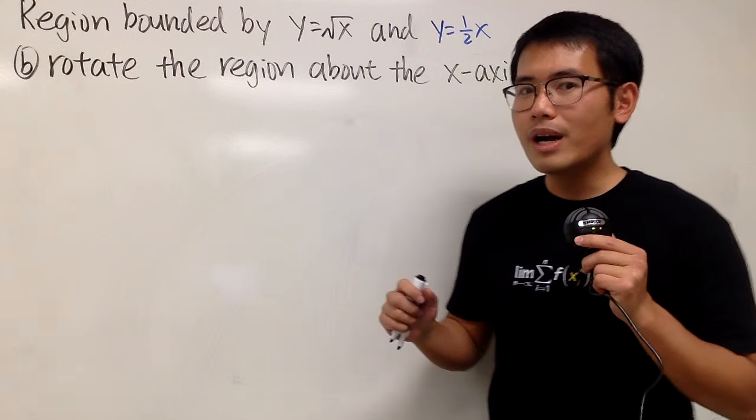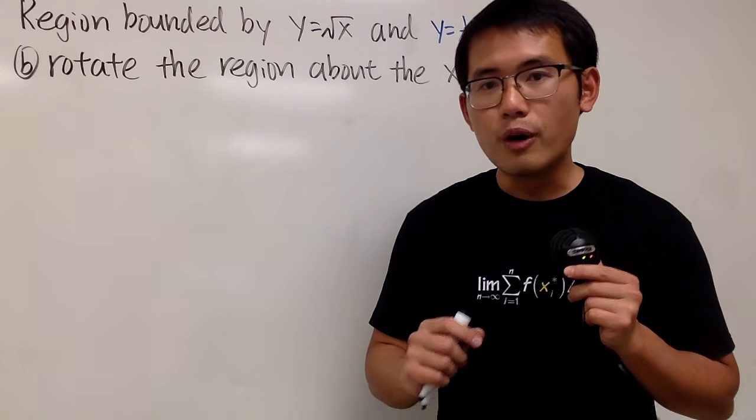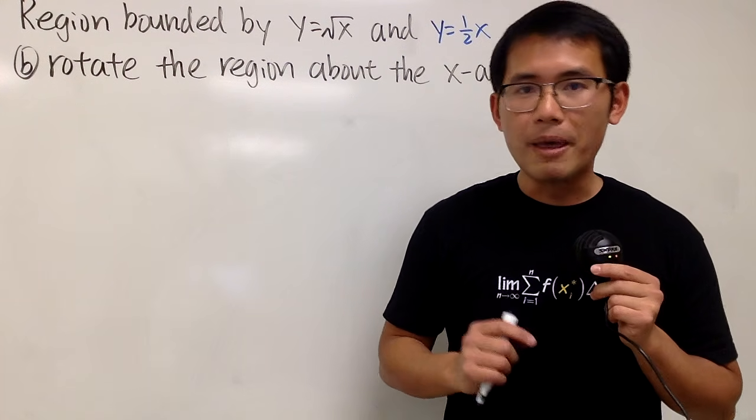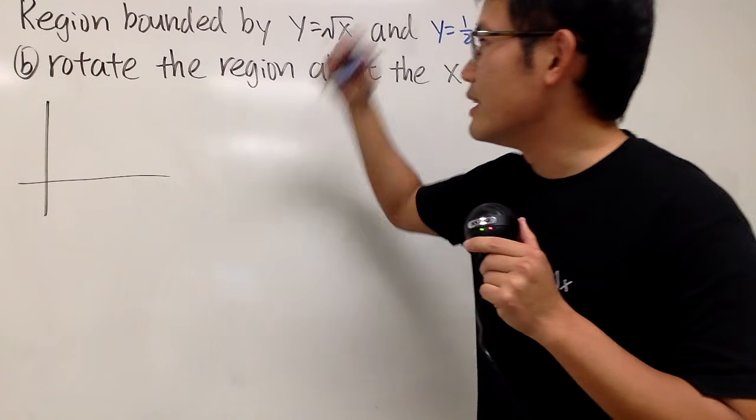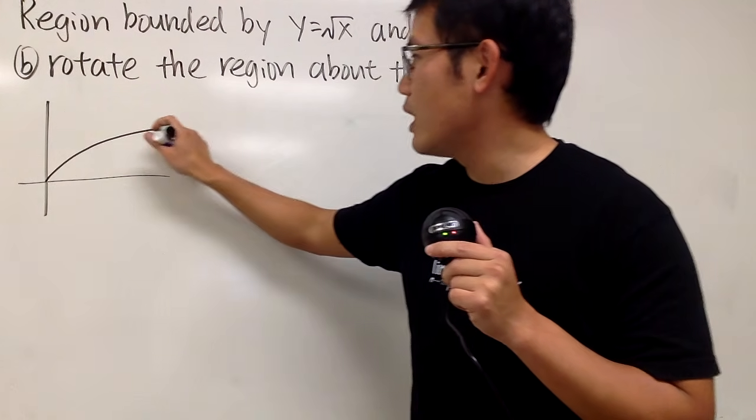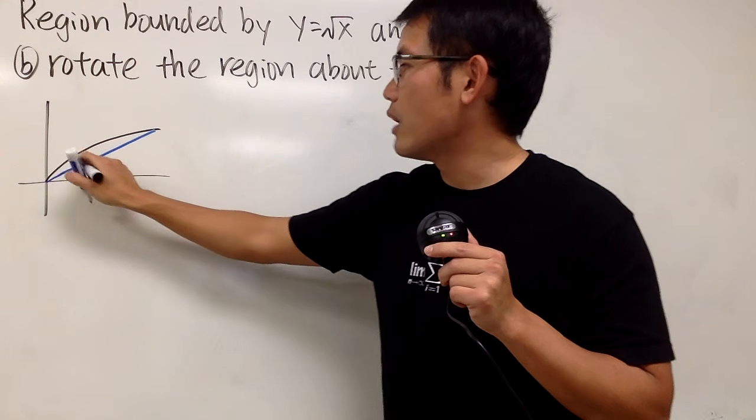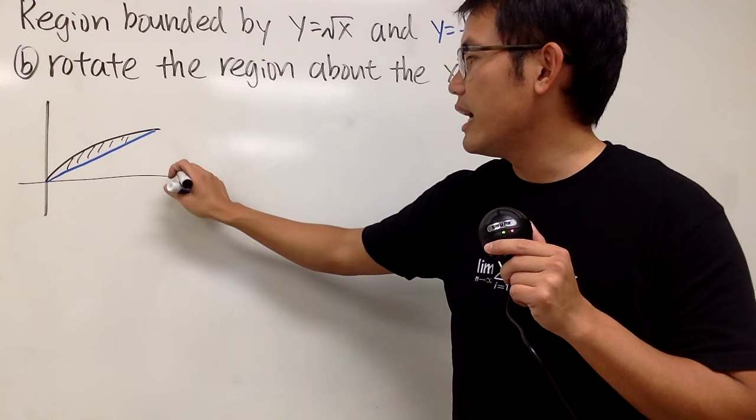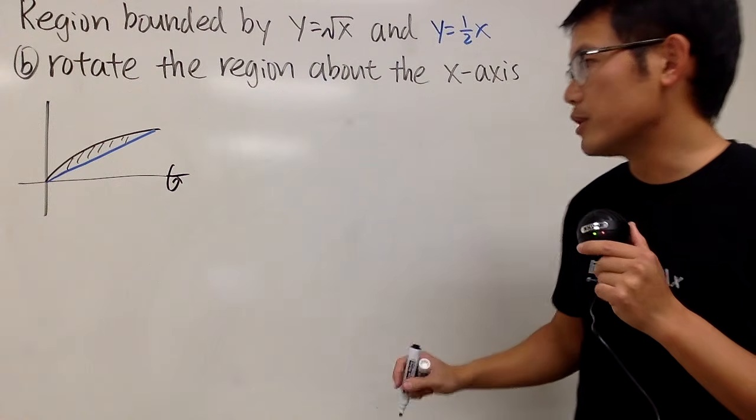Okay, second part, we are going to rotate the region about the x-axis, and then we will find the volume. I will show you guys both the washer method and also the shell method. So have a look here. First of all, of course, let's go ahead and draw the region again. Here is the square root of x, and here is the 1/2 x. And of course, we are talking about this region, and we are going to rotate about the x-axis.